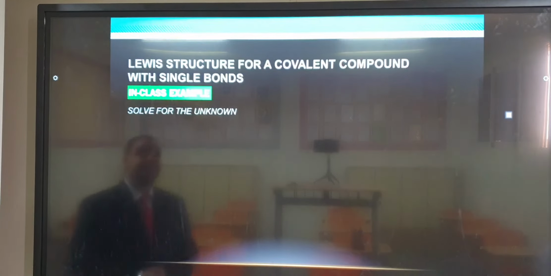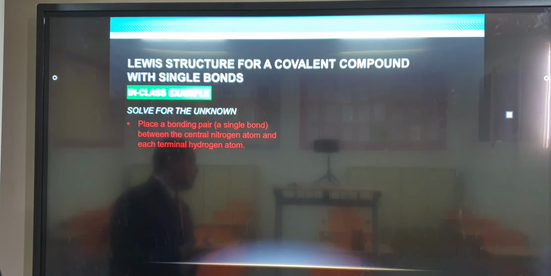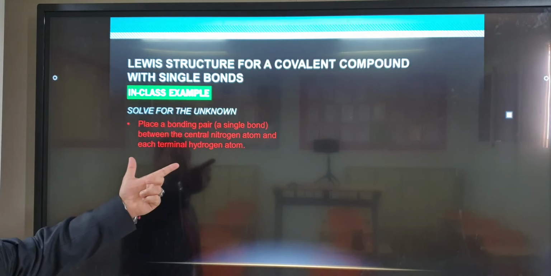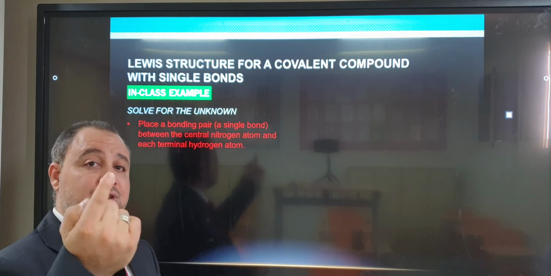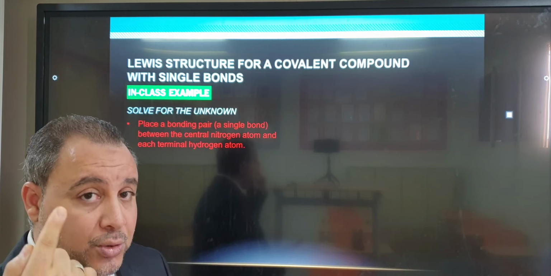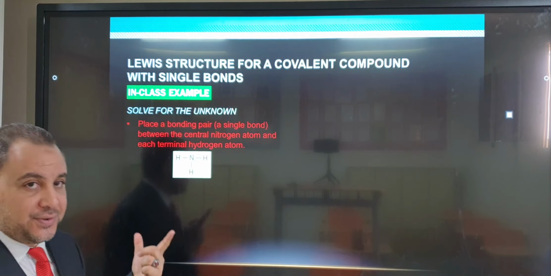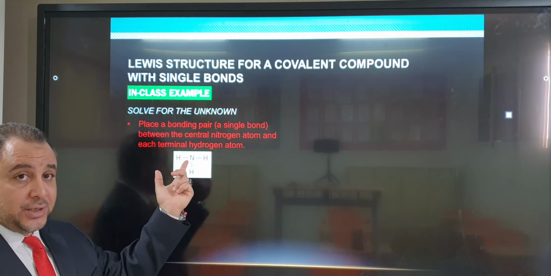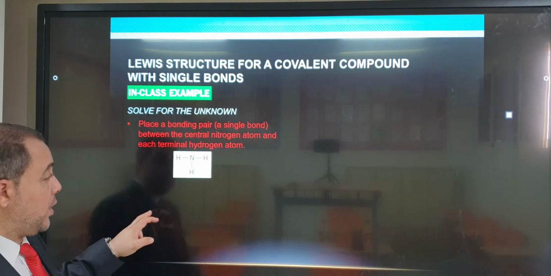After that, place a bonding pair, a single bond, between the central nitrogen atom and each terminal hydrogen atom. Single, because hydrogen needs 1 electron only to be completed. In this NH3, N is the central atom and there are 3 hydrogen atoms, each bonded once.